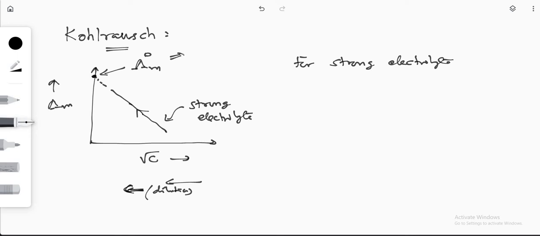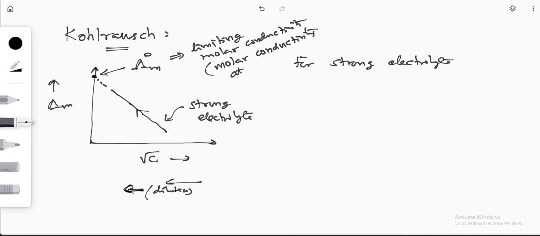Lambda m naught is called limiting molar conductivity of the solution. Limiting molar conductivity, also called molar conductivity at infinite dilution.